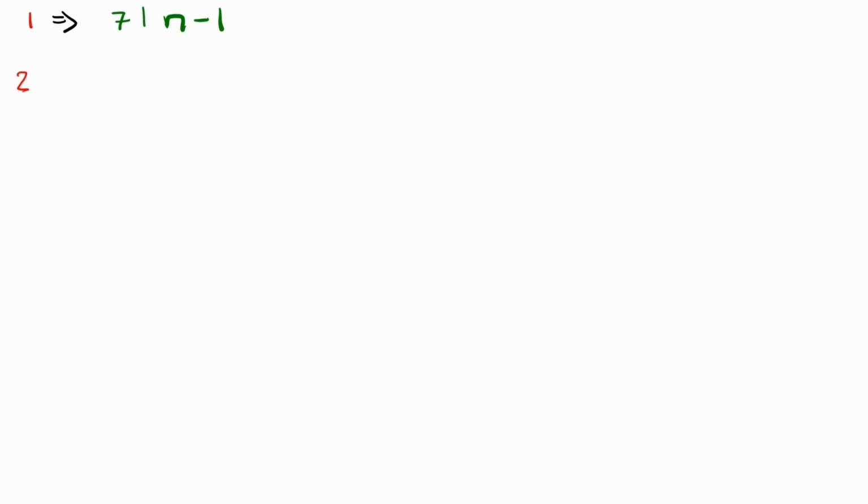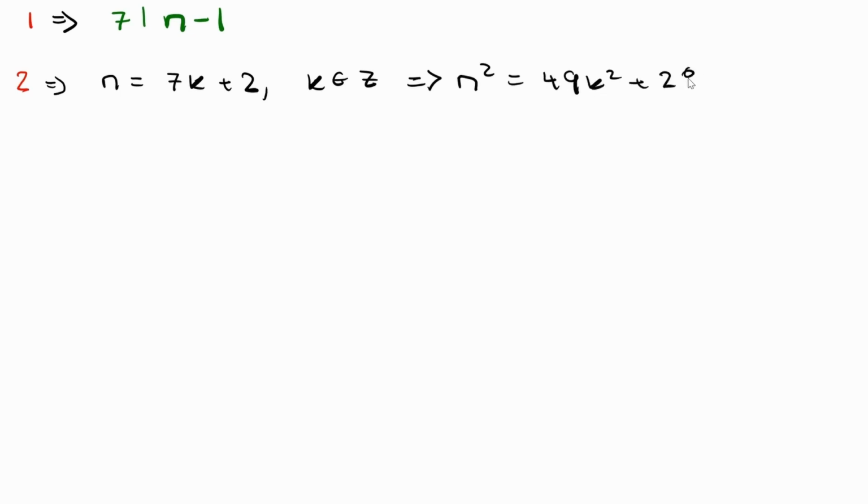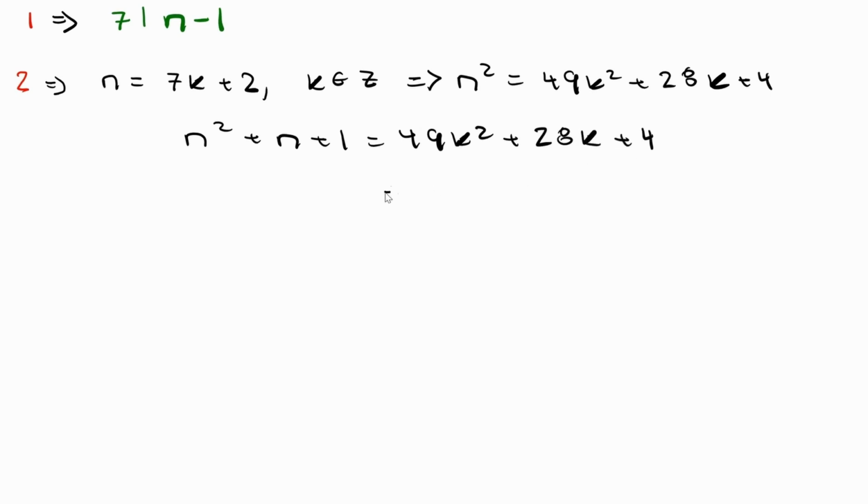Let's move on to a remainder of 2. If the remainder is 2, we can write down that n equals 7 times k plus 2, where k is an integer. And therefore, we can write down that n squared equals 49k squared plus 2 times 2 times 7, which is 28k, plus 2 squared, which is 4. And we remember that one of our terms is n squared plus n plus 1, and this one would equal 49k squared plus 28k plus 4 plus 7k plus 2, which is n, and then plus 1.